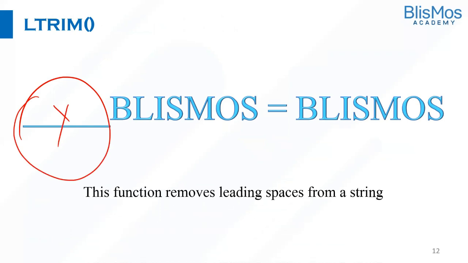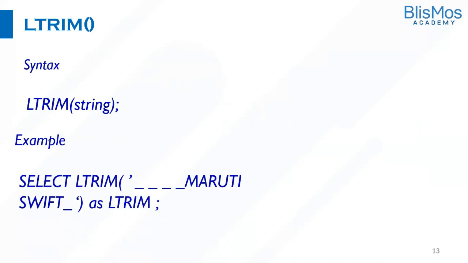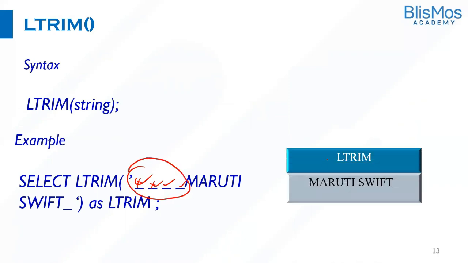LTrim function removes the leading spaces from a string. So leading spaces means which are there on the left side of the string. How to use it? Say LTrim and string, it will trim the spaces on the left. For example, here Maruti Swift, we have spaces on the left. If you say LTrim, only the spaces on the left will be trimmed and we'll get a result as Maruti Swift. Remember, LTrim trims only the leading spaces. Spaces on the left. Right side remains same.